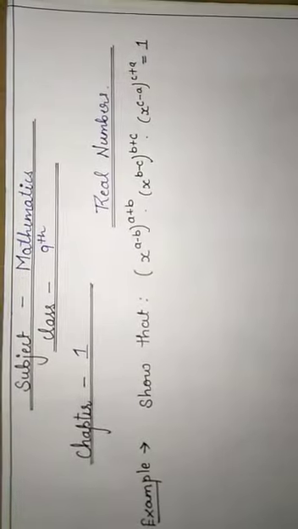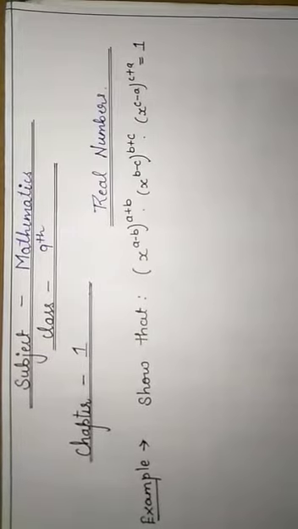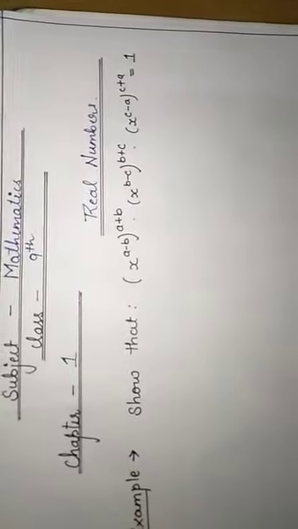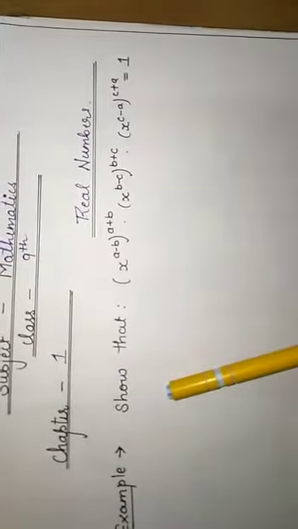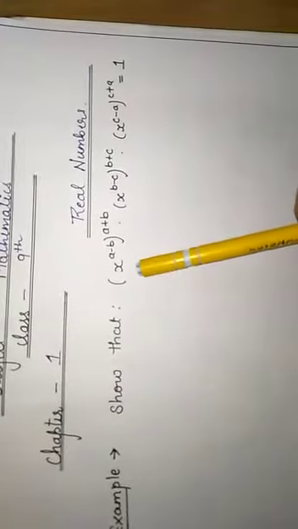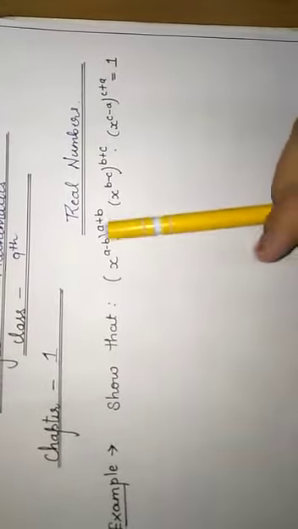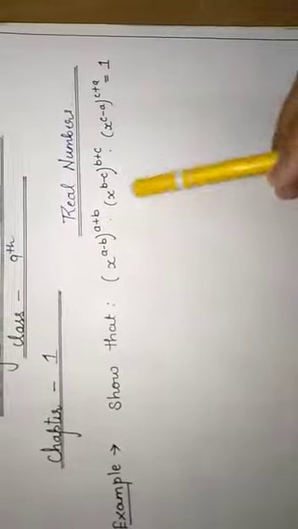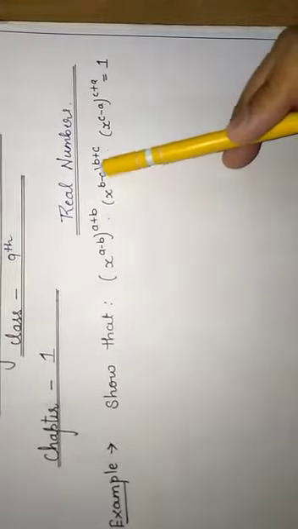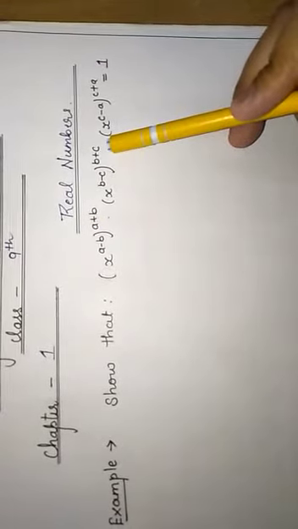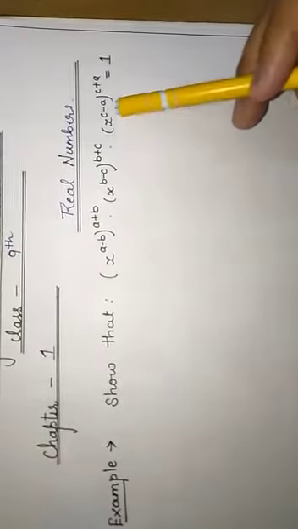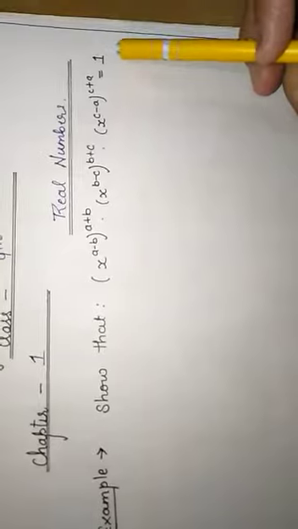In this session I am going to solve some examples of chapter first, Real Numbers. The first example is: show that x to the power (a minus b) (a plus b), multiplied by x to the power (b minus c) (b plus c), multiplied by x to the power (c minus a) (c plus a), is equal to 1.